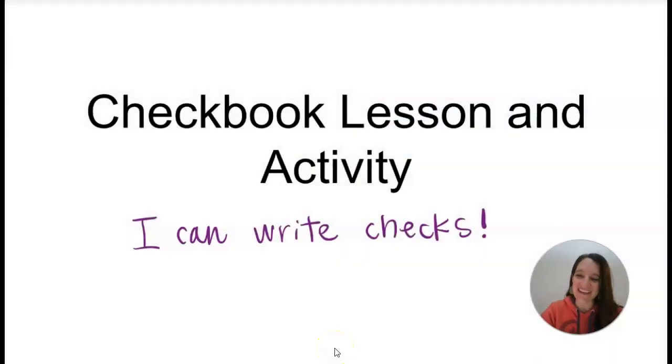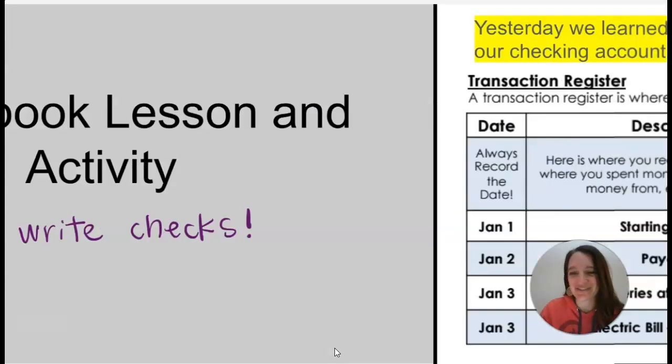Today we are going to learn something that you will definitely use as an adult. So keep listening if you want to be successful as an adult. You are going to learn how to write checks. By the end of today's lesson, you'll be able to say, I can write checks.